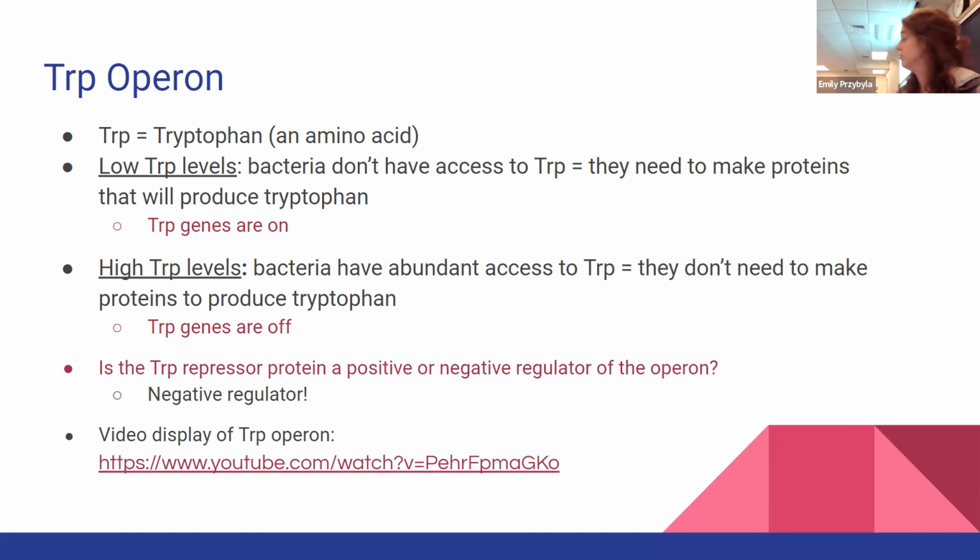Because like I was saying, and I'm not kidding, your cells genuinely are fighting to stay alive at every second. So they're trying to be as efficient as they can. So the trp repressor is a negative regulator, right? Because the repressor makes less transcription happen.